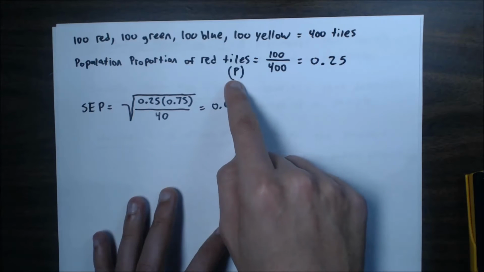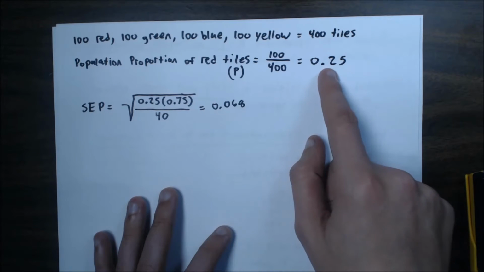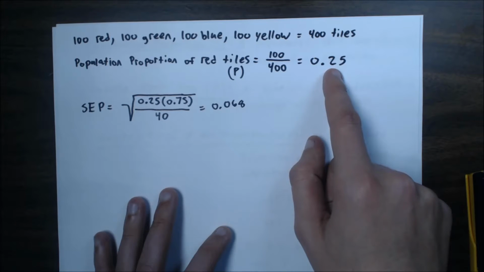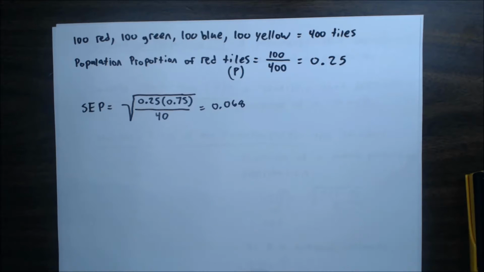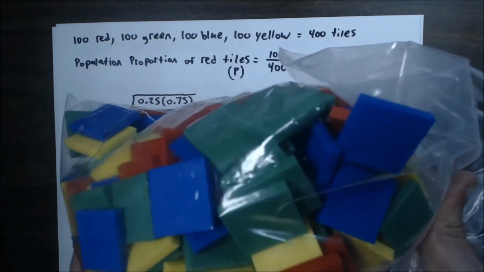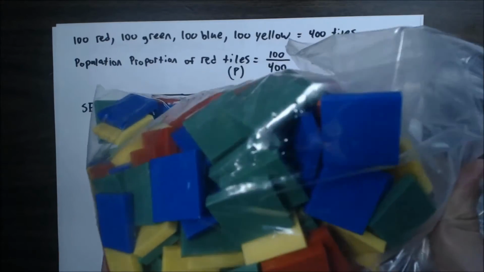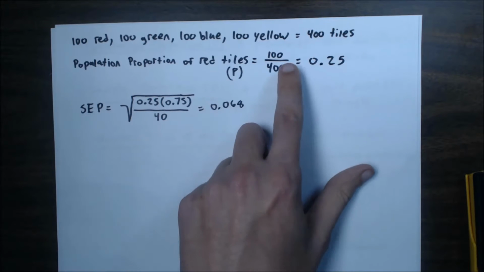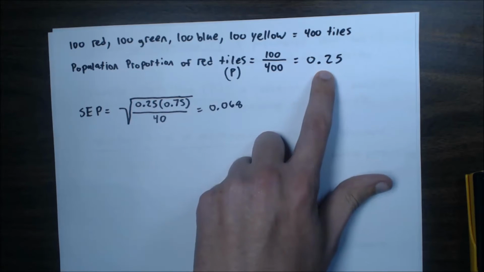So that means P for red tiles is 0.25. In other words, 25% of the tiles are red. That's not a sample. I didn't reach in the bag and pull some out. That's actually how many are in the entire population, where the population is this bag. Everything in this bag is my population. 100 out of 400 are red. Therefore, P for red tiles is 100 out of 400, which is 0.25.